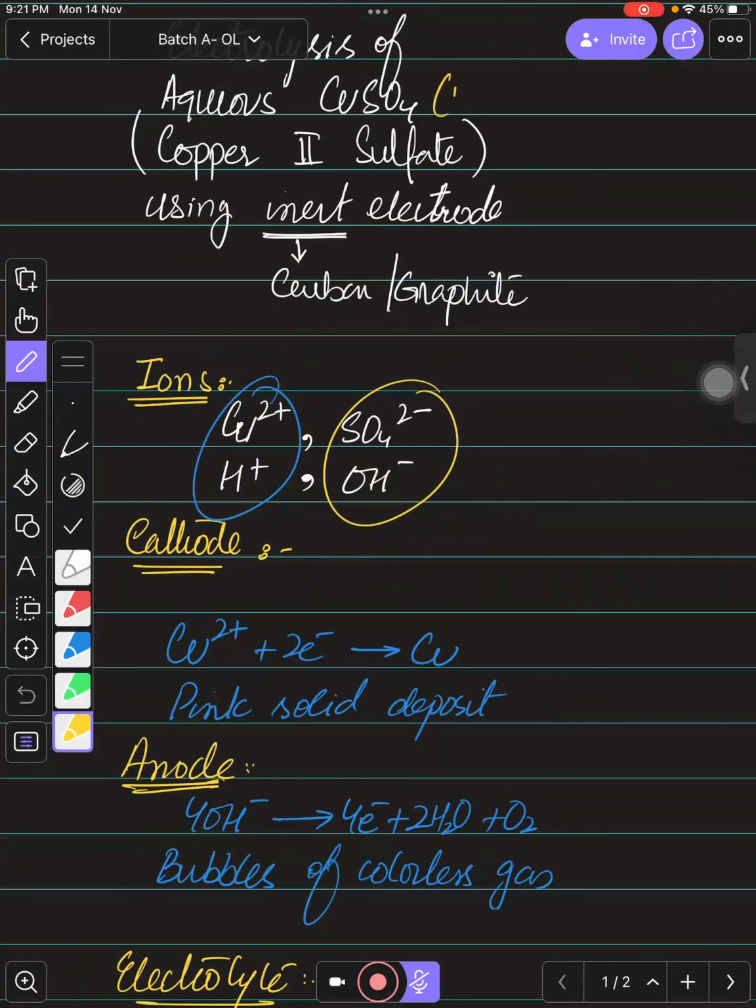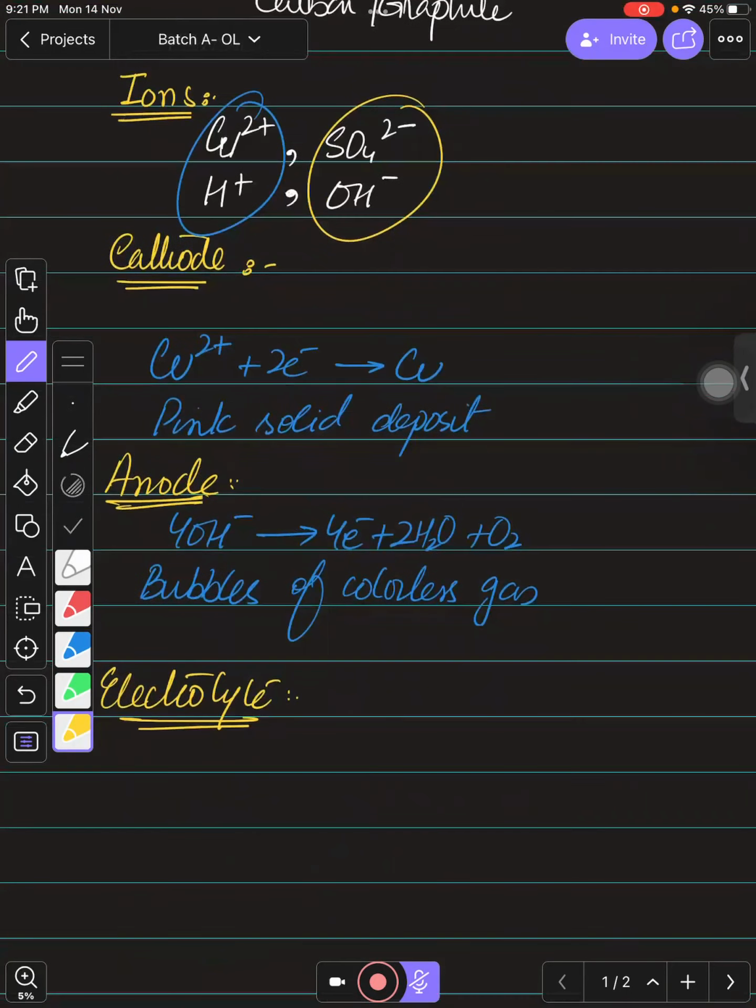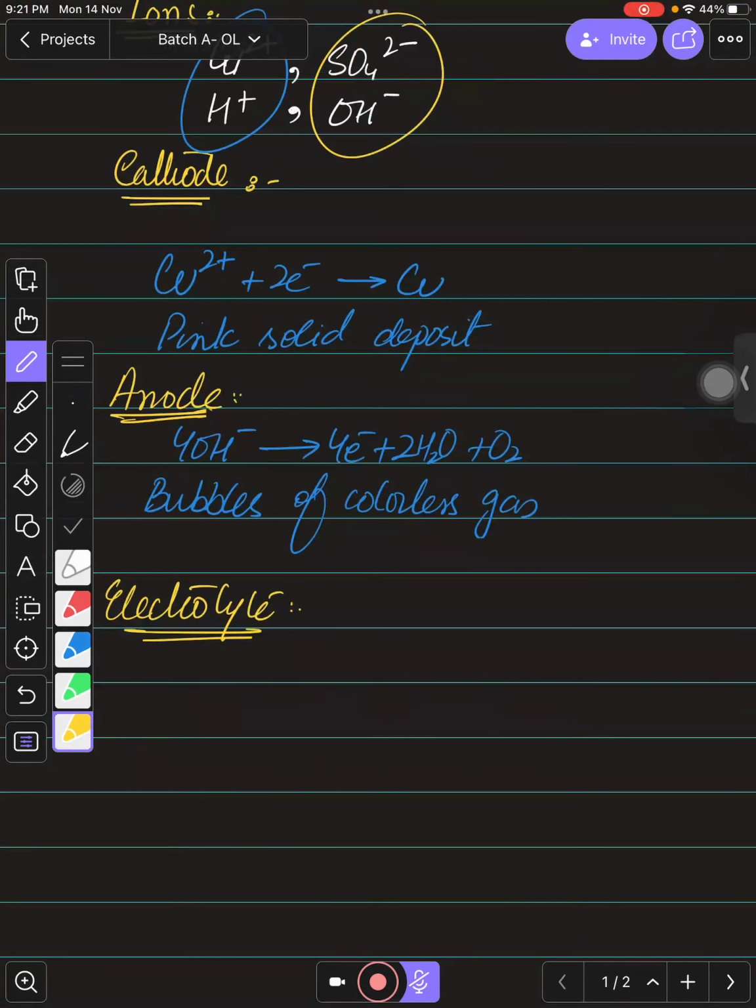Copper sulfate is a blue solution, right? A beautiful blue color, right? So if you are doing electrolysis, what happens to the electrolyte? You need to remember that the blue color is actually due to the presence of copper ions, because copper ions are transition metals, and we know that transition metals form colored compounds. So the blue color of the solution is due to the copper ions present there.